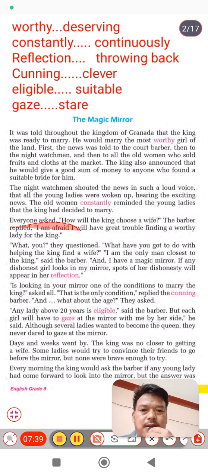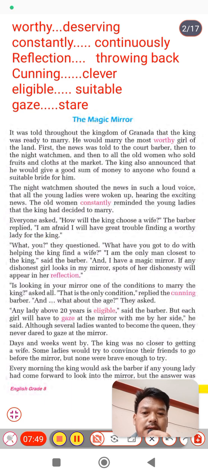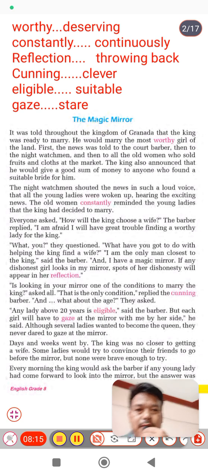Everyone asked, how will the king choose a wife? The barber replied, I am afraid I will have great trouble finding a worthy lady for the king. Meanwhile, the old woman and the other young ladies were asking the barber how he would manage to find a deserving bride for the king. So this was a challenging question for a barber, and it was asked by everyone there.